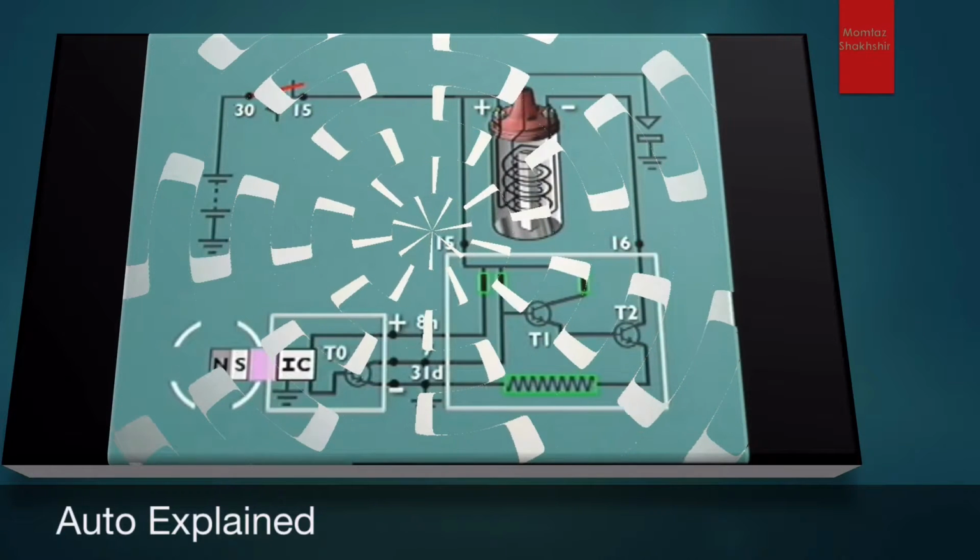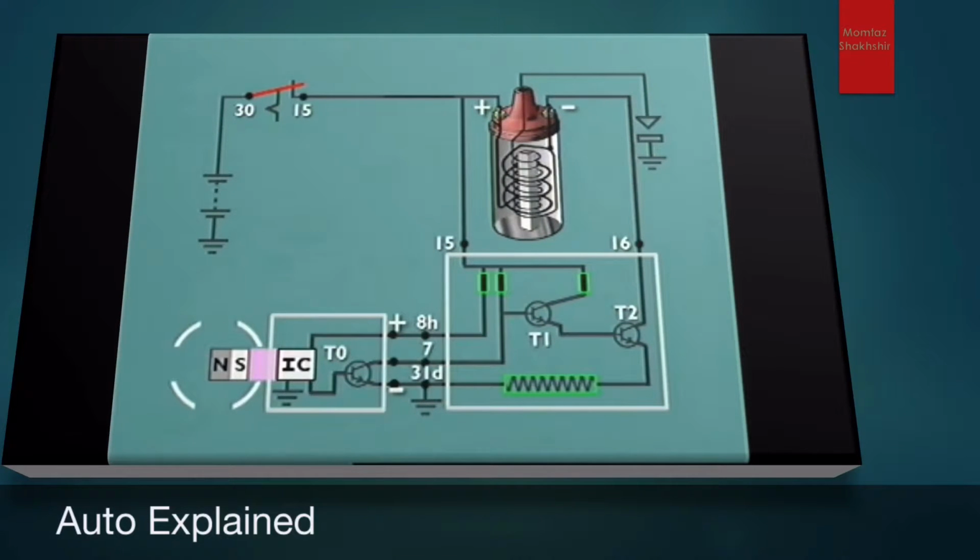This simplified diagram illustrates the principle of operation. When a blade is in position in the air gap, the whole generator and the IC are shielded from the magnetic field. The signal voltage is not switched and transistor T0 is off.